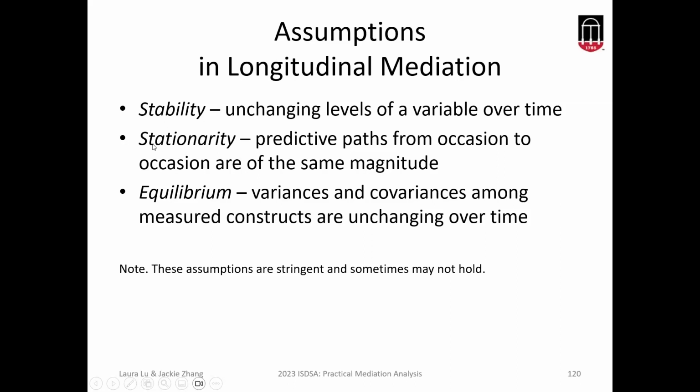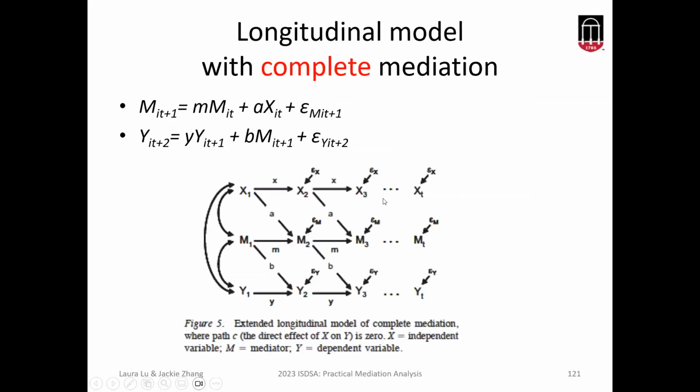For longitudinal mediation, we have some assumptions: stability, stationarity, equilibrium. So we have assumptions for longitudinal mediations. And this is an example of longitudinal mediation. In this case, it's a complete mediation. So we still have X, M, and Y, and we have time point 1 measures, time point 2, time point 3. We have different time points, and we have measures of these three variables.